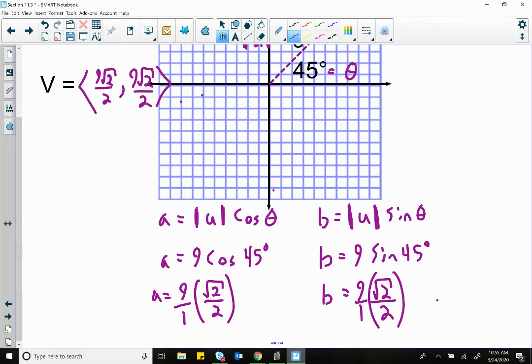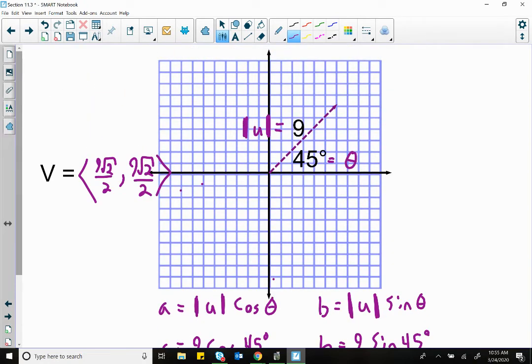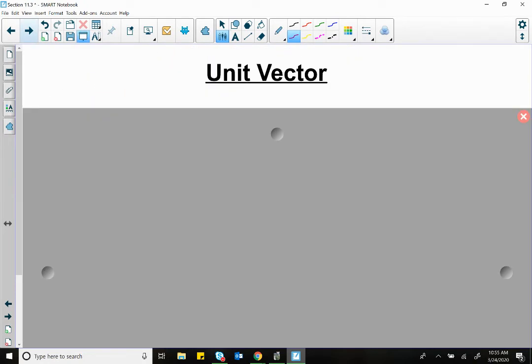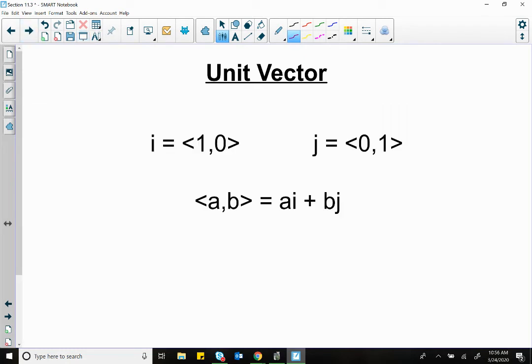That's it. So you will need to use that chart that has all those different angles on it for this, depending on the angle that they give you. Okay? All right. So let's talk about unit vectors. Unit vectors are pretty cool. So the i right here represents the horizontal unit component. The j represents the vertical unit component.